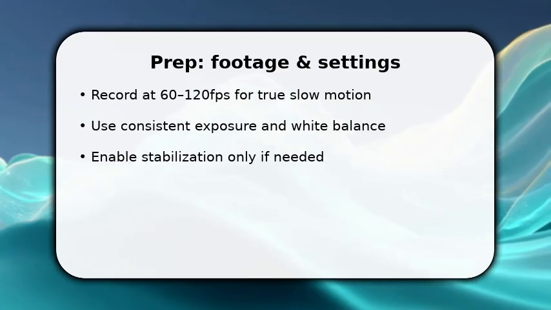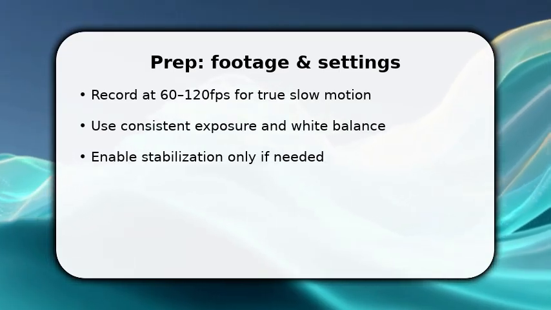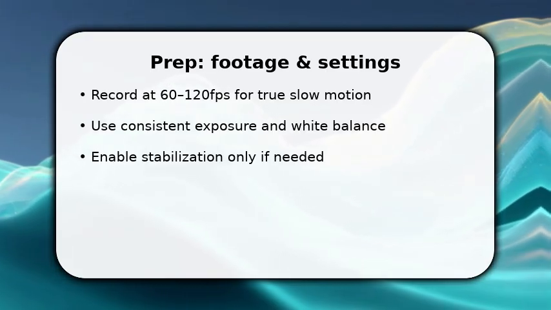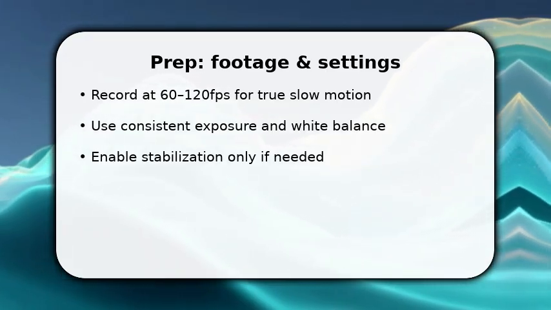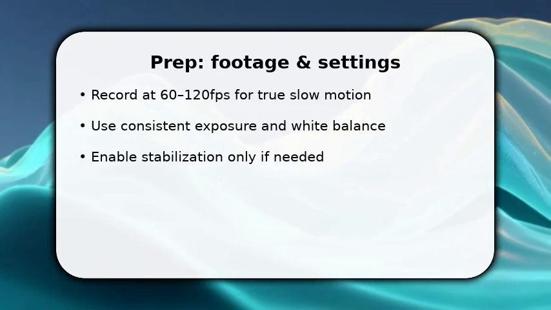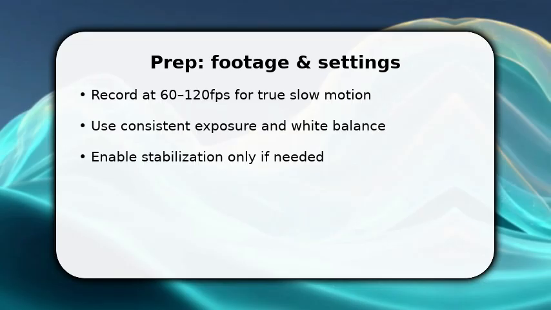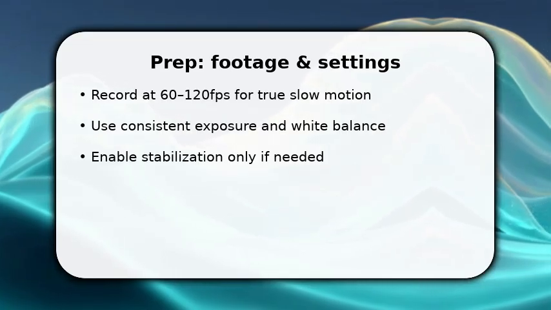You start by confirming your source. Shoot at 60 to 120 FPS so VN can slow footage without ghosting. Once clips are imported, set project frame rate to 30 or 24 to define target speed. Make sure exposure and white balance are locked so color shifts don't appear when slowing.